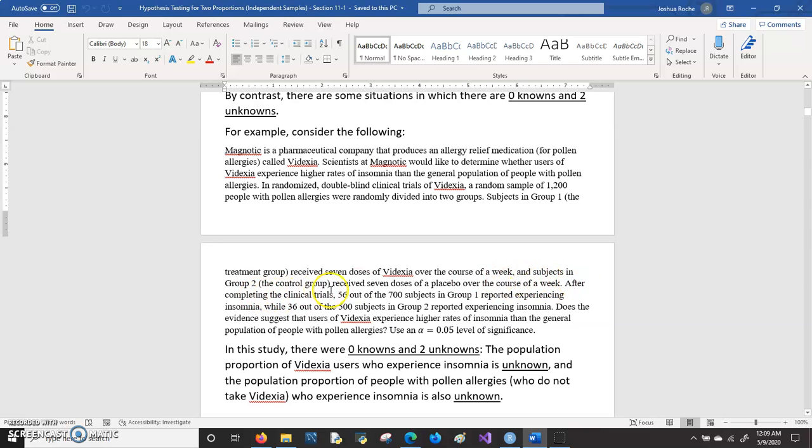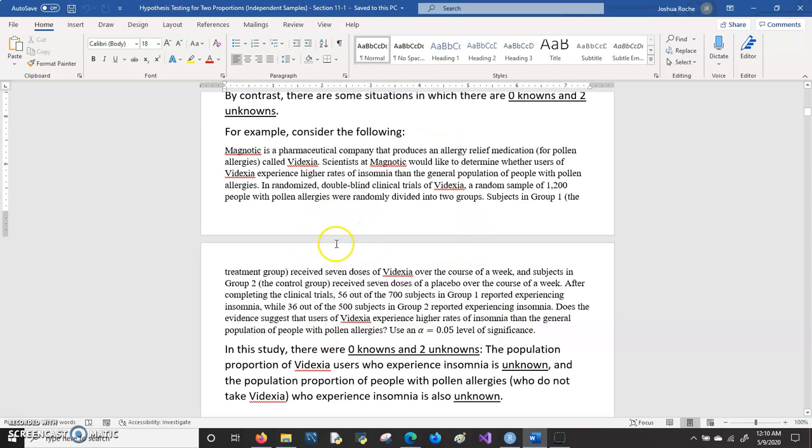After completing the clinical trials, 56 out of the 700 subjects in Group 1 reported experiencing insomnia, while 36 out of the 500 subjects in Group 2 reported experiencing insomnia. Does the evidence suggest that users of Videxia experience higher rates of insomnia than the general population of people with pollen allergies? Use an alpha of 0.05 level of significance.